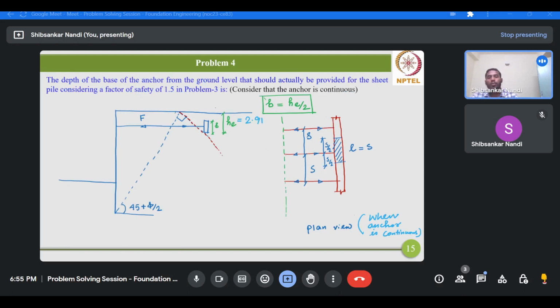Okay, so suppose we are considering 3. So this part is your 1.5 He by 2 plus He by 2, He by 4. So that means half plus 1 by 4, so 3 by 4 He. So 3 by 4 multiplied by 2.91, so that is 2.2 meter. So now the location comes as 2.2 meter. Okay, so this is the location.